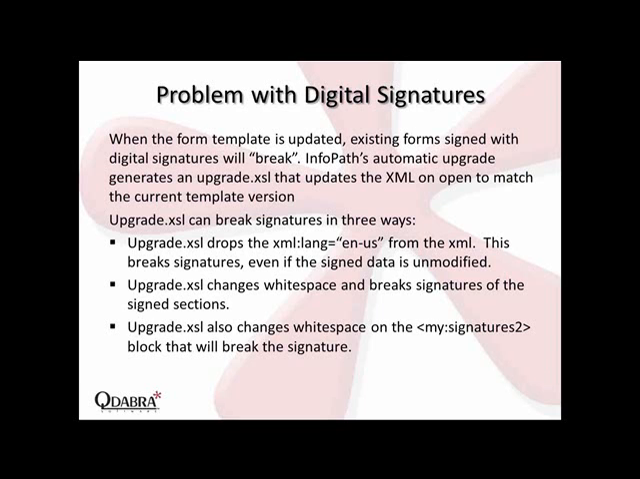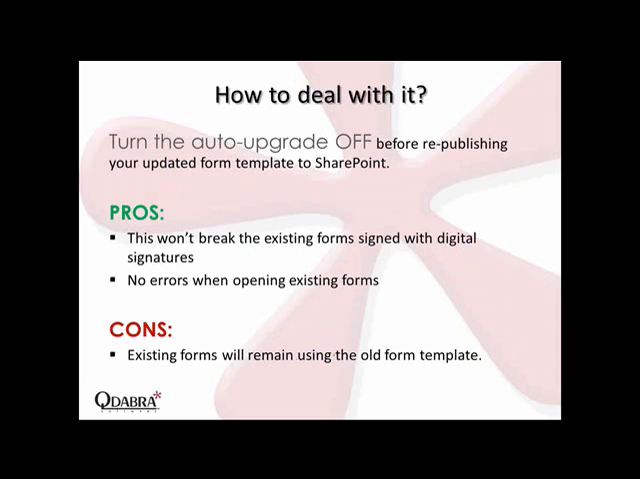But you don't need to fully understand what's happening in the background there. But maybe you do want to know if there's a solution to this, or a workaround at least, and there is. In order to prevent that from happening, you can turn the auto upgrade off before republishing your updated form template to SharePoint. And that won't break the existing forms signed with digital signatures, and there will be no errors when opening existing forms. But the only thing is that existing forms will remain using the old form template.